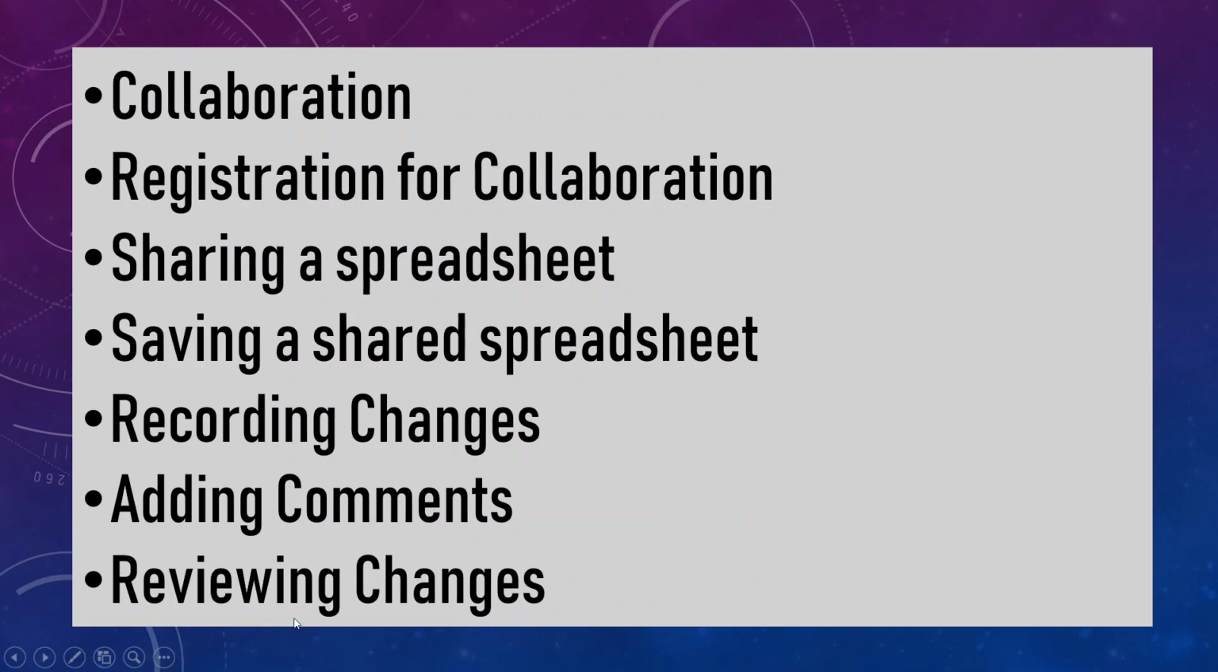Okay, so these are the topics, and it's a very simple chapter. So let us quickly go through it. First thing is how to make your spreadsheet ready for the collaboration. Collaboration means we can share our workbook with other users. Every user will be using the same spreadsheet or the same workbook. So that is about the collaboration. We're going to first learn how to do the registration for the collaboration.